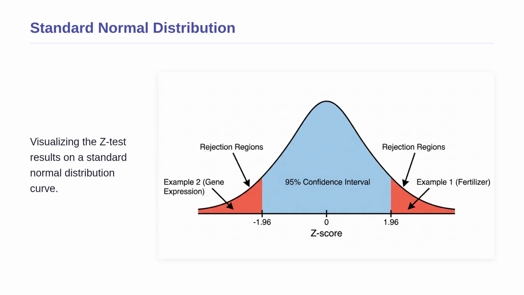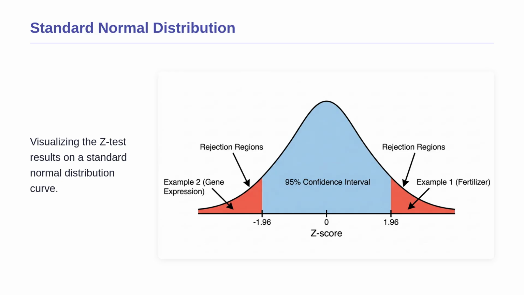To truly understand what these numbers mean, let us visualize the standard normal distribution. The bell curve you see represents all the possible sample means we might get just by random chance. The large blue area in the middle is the 95% confidence interval. If our z-score lands here, the difference is just random noise.